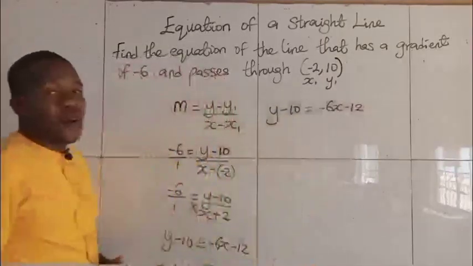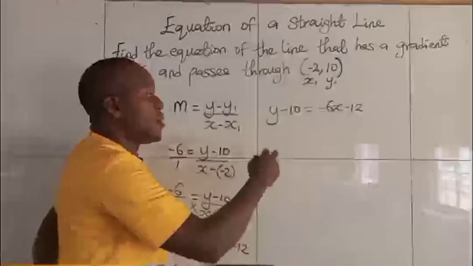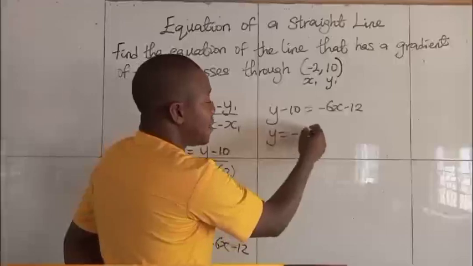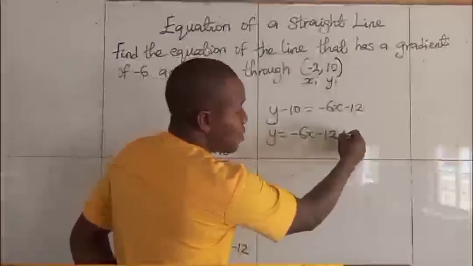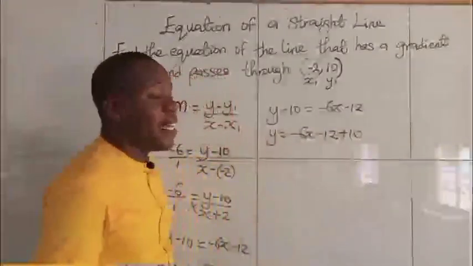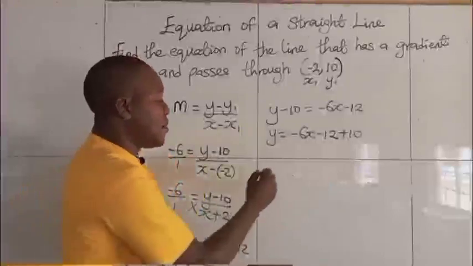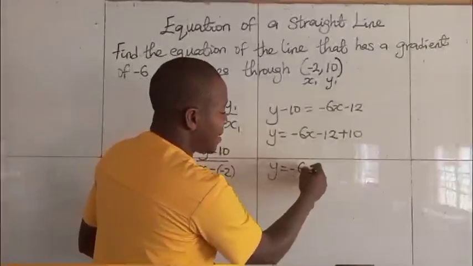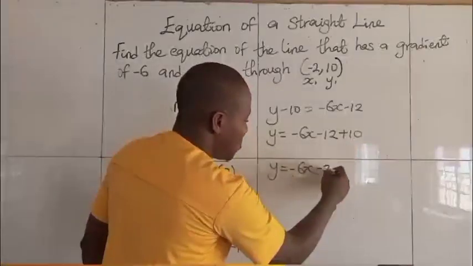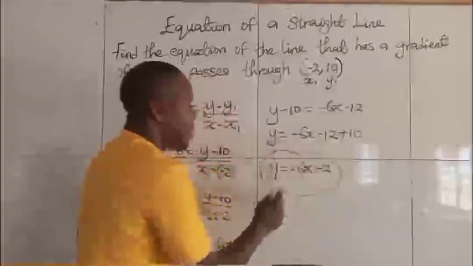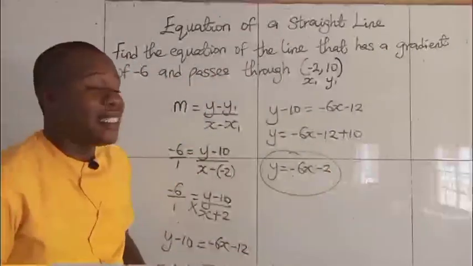Of course, I can make y the subject of the formula. I will take the -10 to the other side of the equation. I have y equal to -6x minus 12, and when -10 crosses over, it changes to +10. So these are like terms, -12 and +10, and I can simplify them. So y becomes -6x minus 12 plus 10, which is -2. So this is my final result, and this is the equation of this straight line. As easy as that, as easy as that.